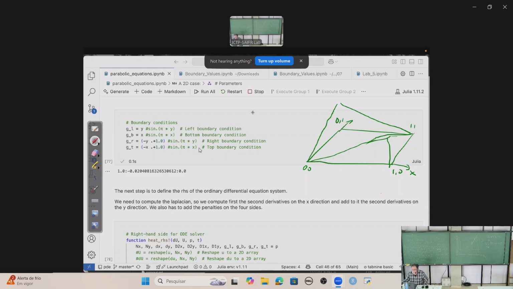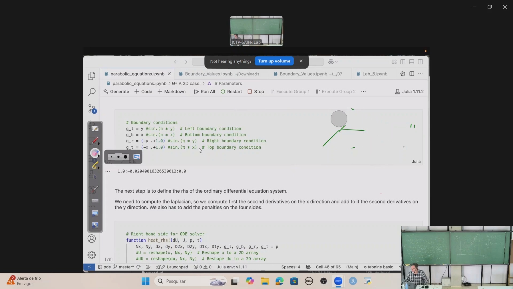The stable solution is a solution that doesn't depend on time, so it has Laplacian equal to 0. So it's a mixture of a constant plus something in the x direction plus something in the y direction plus something in the xy direction. So we are going to solve this. So we have already the boundary conditions, the initial conditions.